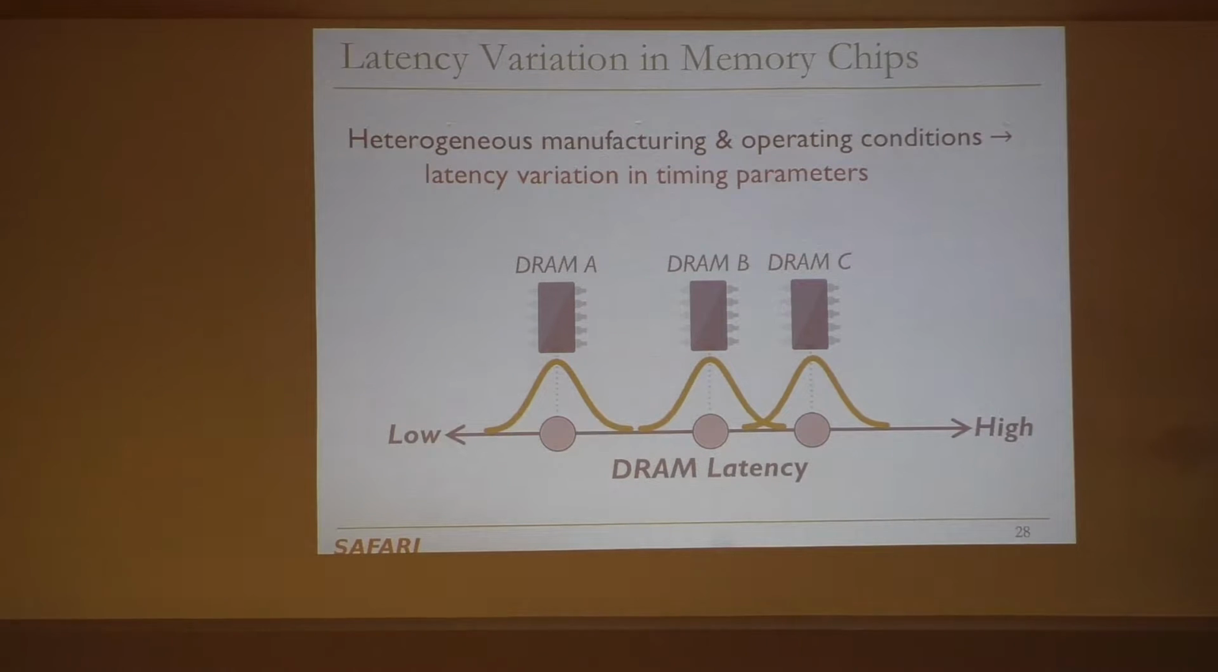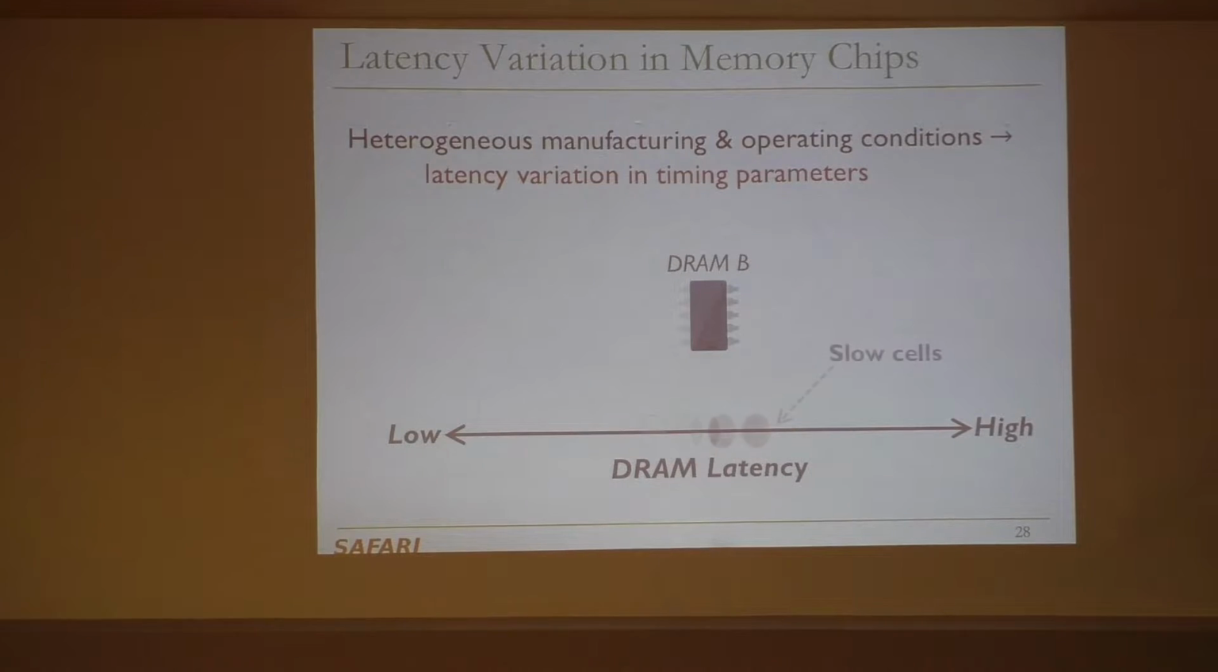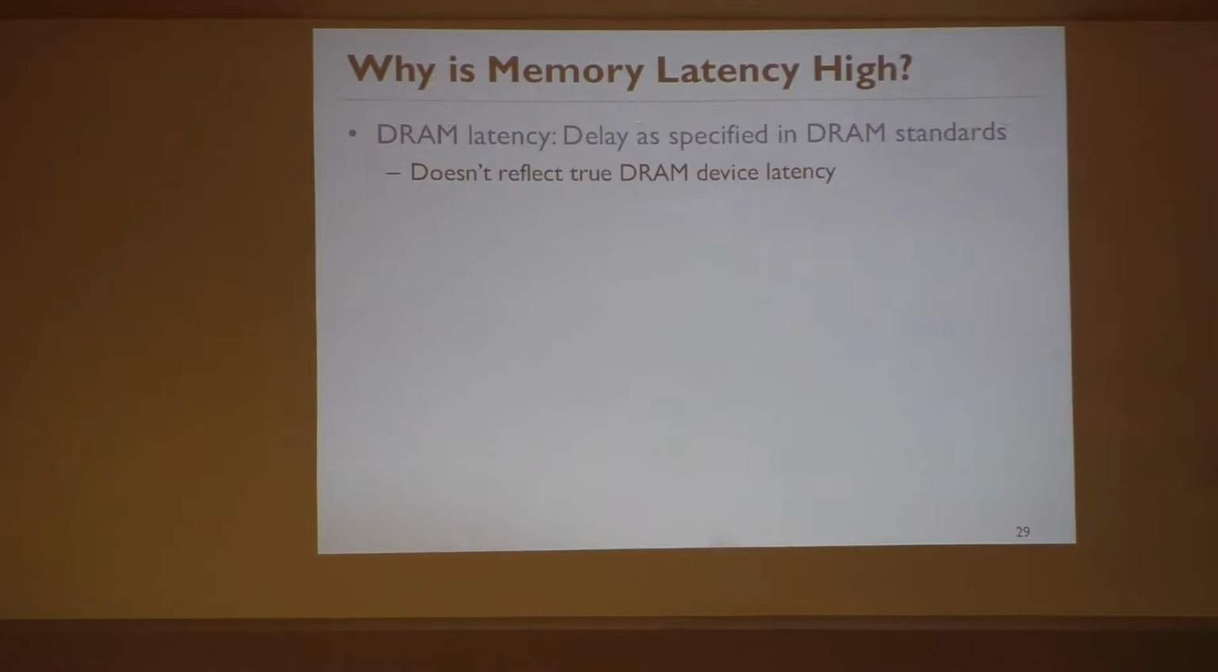Okay, let me talk about how you reduce the latency. Basically, the problem is you have heterogeneous manufacturing and operating conditions, so you have latency variation. So DRAM latency looks like this, really. This is the true DRAM latency, which is the latency needed to reliably access a memory location. There are some slow cells and some weak cells in a DRAM chip. DRAM latency is specified in the data sheets in the DRAM standard, and this doesn't reflect the true DRAM device latency because of imperfect process variations.